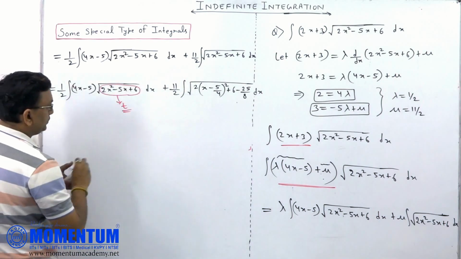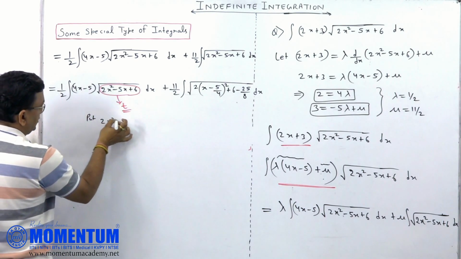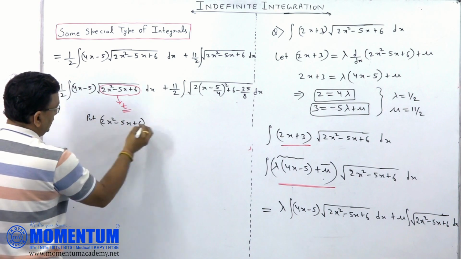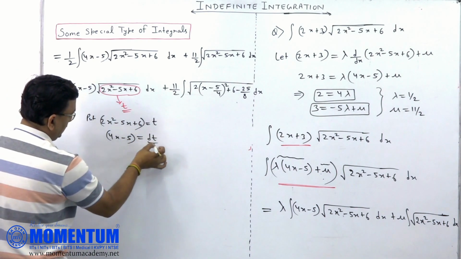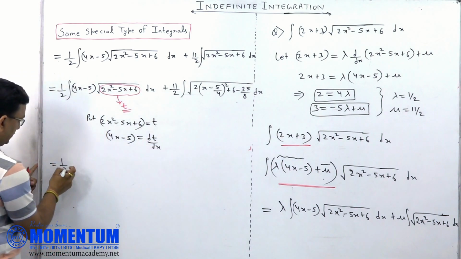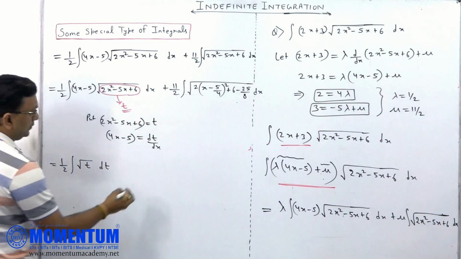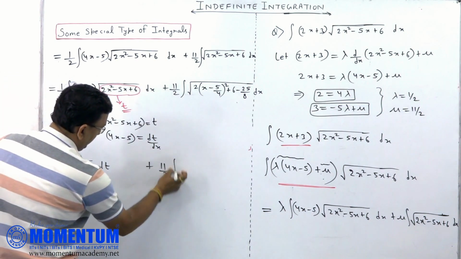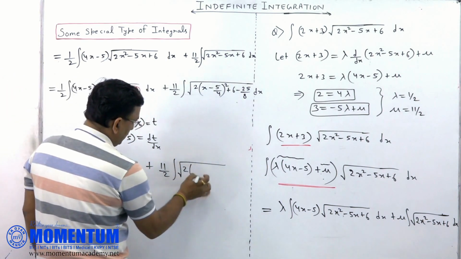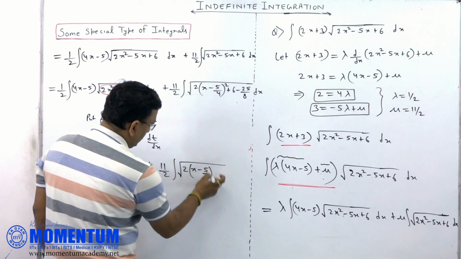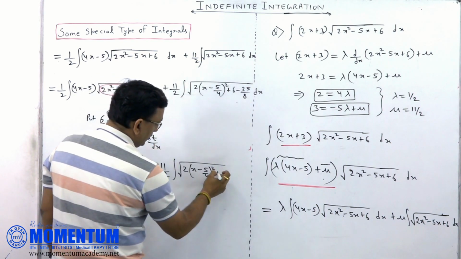So, and here इसको हम लोगों ने t लिया: 2x square minus 5x plus 6 is equal to t. So 4x minus 5 dx is dt. So now 1 by 2 integration of root t dt plus 11 by 2 integration of root over 2 times x minus 5 by 4 whole square. Now take LCM. 48 minus 25, 23.